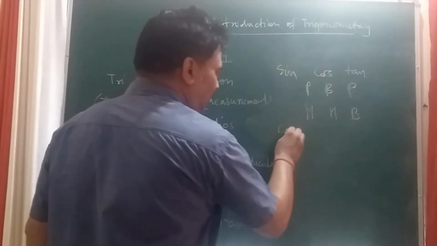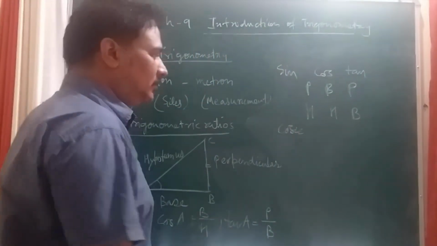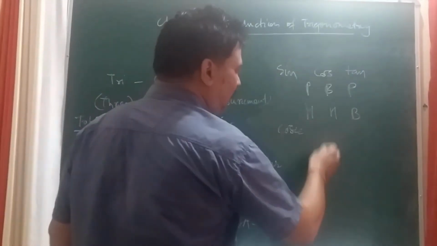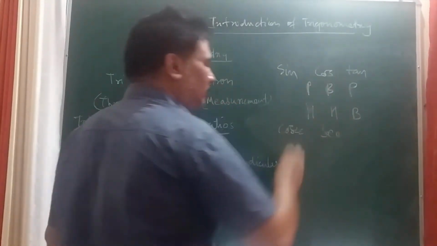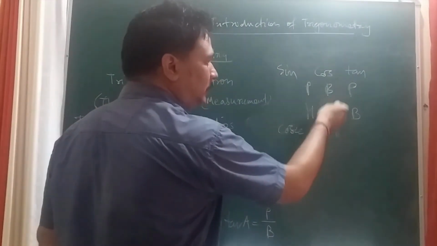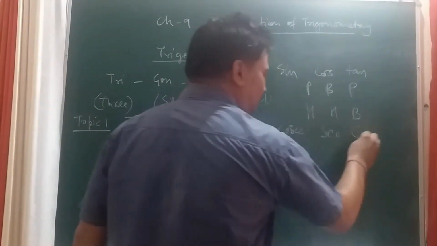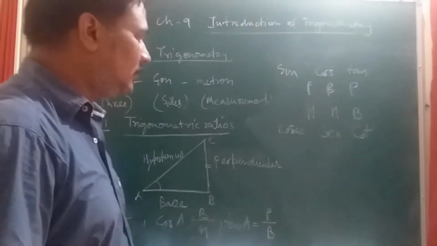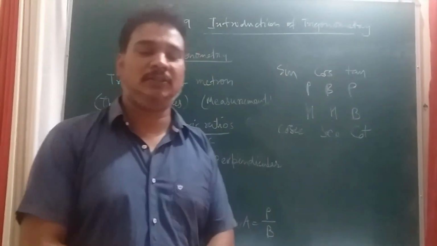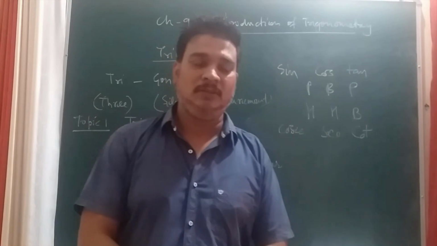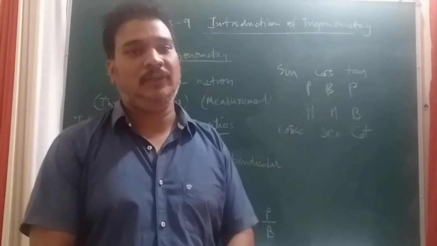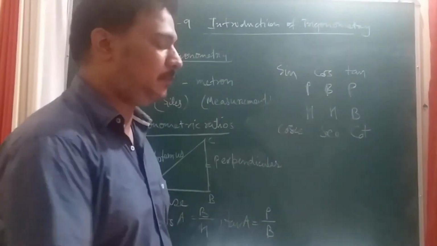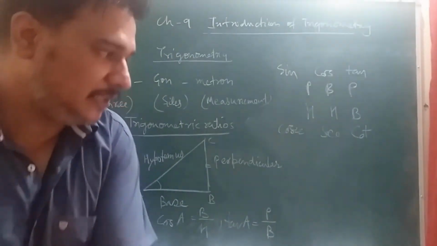Similarly, reciprocal of sin is cosec. So cosec is equal to hypotenuse upon perpendicular. Reciprocal of cos is sec. So sec is equal to hypotenuse upon base and cot is equal to base upon perpendicular. I hope you understood the formulas. Now in this video we will solve some questions based on these formulas from our NCERT book.